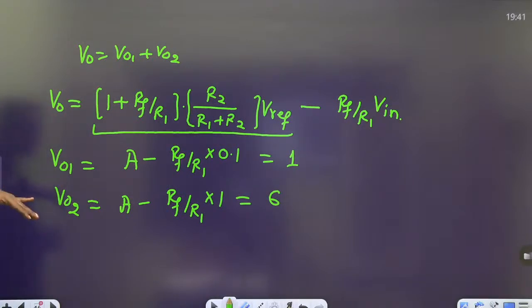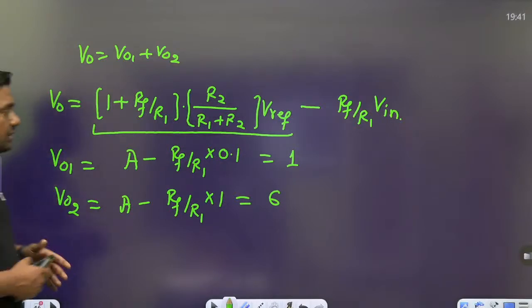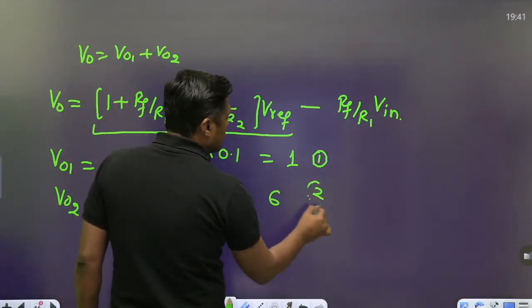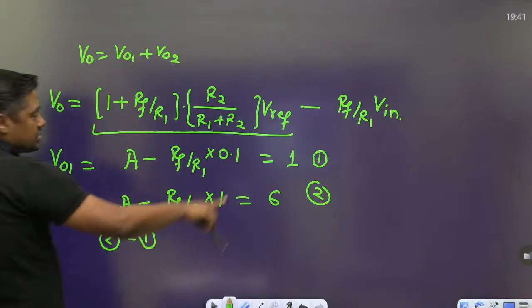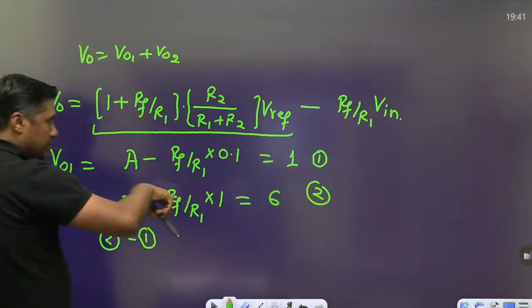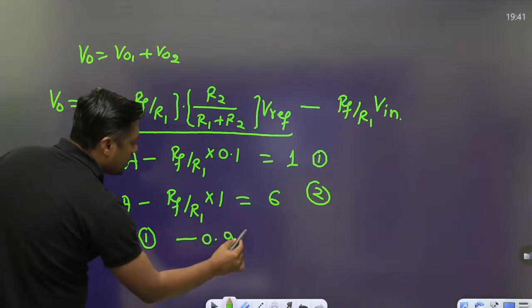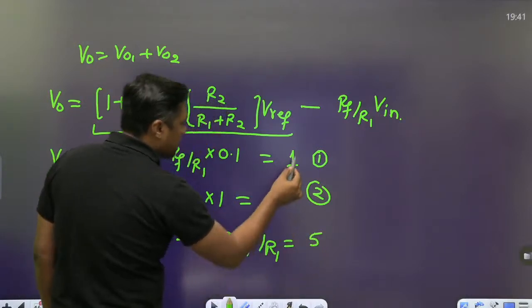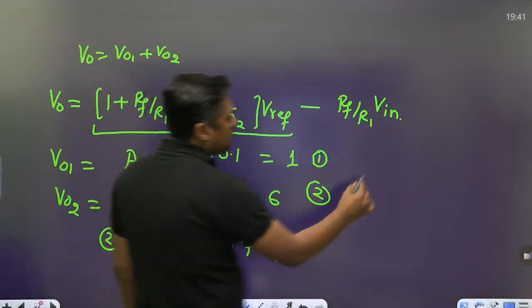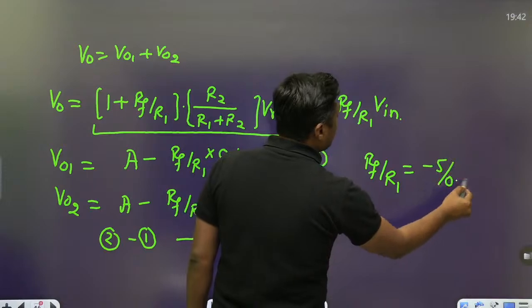But suppose we are considering it, then from these two equations, when we want to find, we have the two equations, A is common. You can subtract 2 minus 1. If I am doing 2 minus 1, it will become 6 minus 1, here we are getting 5, and this minus this, you are going to get minus 0.9 Rf by R1, and here you will get 5. 6 minus 1, that is 5. So what is Rf by R1? Rf by R1 will become minus 5 by 0.9.